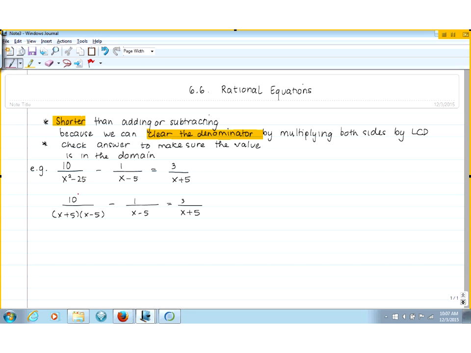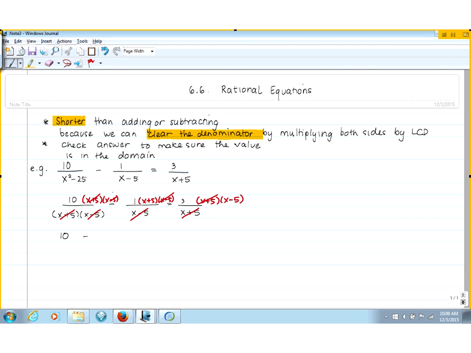So I'm going to multiply both sides by the LCD. Remember, this has two sides since this is an equation, so I could clear it. I could multiply both sides by (x plus 5)(x minus 5). So both sides will be multiplied by the LCD. So the x plus 5, x minus 5 cancel. How about these? Cancel. And then?